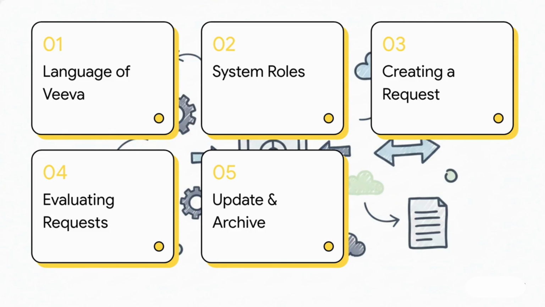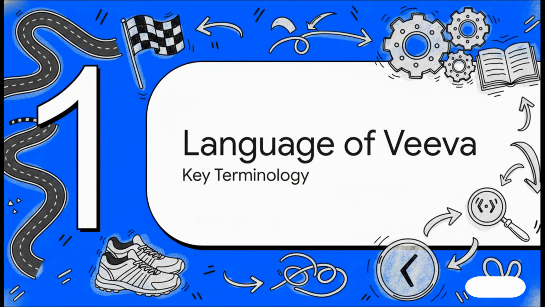So here's our game plan. We'll quickly learn the language of Veeva, identify the key roles, create a request, evaluate it, and then finally update and archive our submission. Okay, part 1, the language of Veeva.